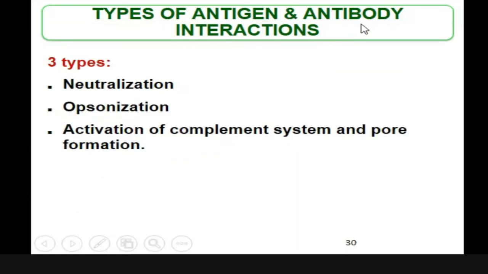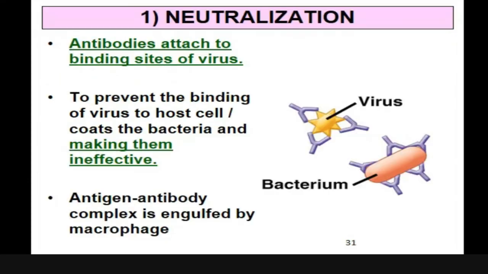Macam mana antibody badan kita bertindak balas terhadap antigen yang masuk ataupun foreign substance yang masuk dalam badan kita. Ada 3 kaedah. Yang pertama, neutralization. Then we have the opsonization. And then we have activation of complement system and pore formation. Ni memang panjang, memang kena hafal nama dia. Activation of complement system. Complement ni melengkapi and pore formation, pembentukan liang.